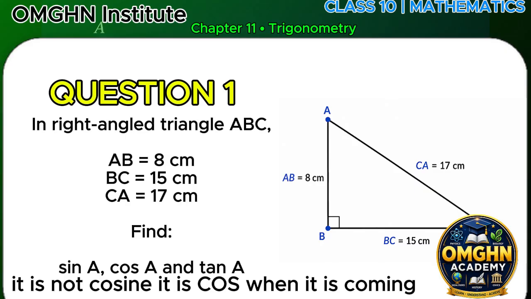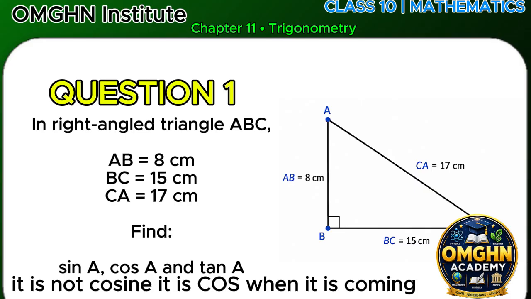In a right-angled triangle ABC, the lengths of AB, BC, and CA are 8 centimeters, 15 centimeters, and 17 centimeters respectively. Find sine A, cosine A, and tangent A. Okay, students, first let us understand the triangle. We are given AB is equal to 8 centimeters, BC is equal to 15 centimeters, and CA is equal to 17 centimeters. Now, the largest side of a right-angled triangle is always the hypotenuse. Here, 17 centimeters is the largest side. Therefore, CA is the hypotenuse. So the right angle is at B.